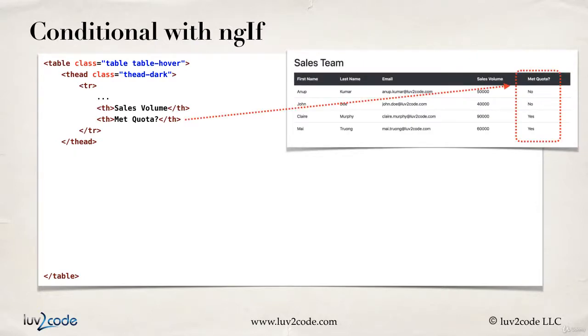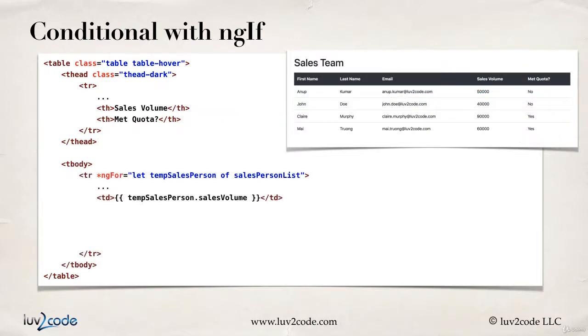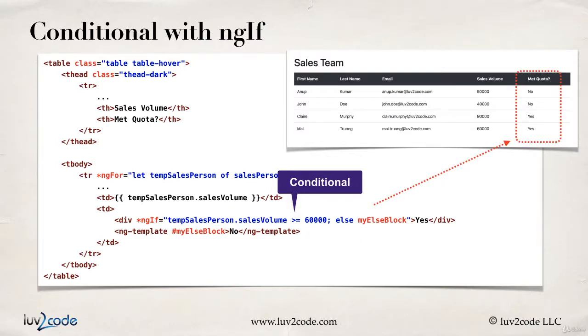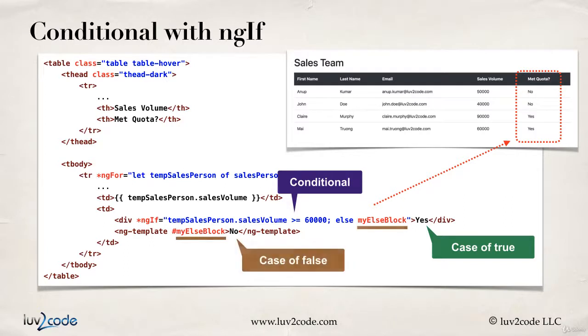It's our table head. And then inside of our body, we loop over all of our salespersons. And then for our new column, we make use of this div, star ngIf, and we add this conditional. If temp salesperson dot sales volume is greater than or equal to 60,000, then we'll display yes. So that's the case of true. Now for the case of false, we'll have this else block. So else, my else block matches to this ng template in the next line, and we'll give the value of no. So that's the case of false.